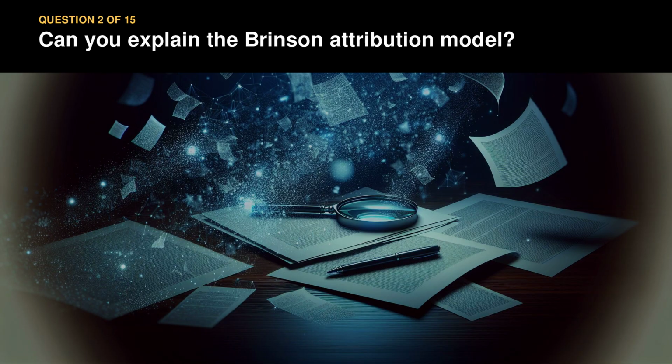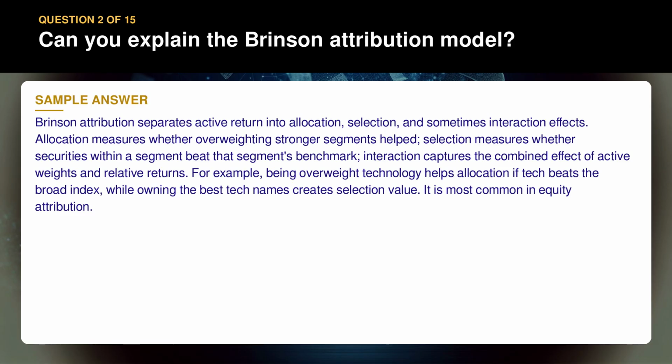Question 2. Can you explain the Brinson attribution model? Brinson attribution separates active return into allocation, selection, and sometimes interaction effects. Allocation measures whether overweighting stronger segments helped. Selection measures whether securities within a segment beat that segment's benchmark. Interaction captures the combined effect of active weights and relative returns.